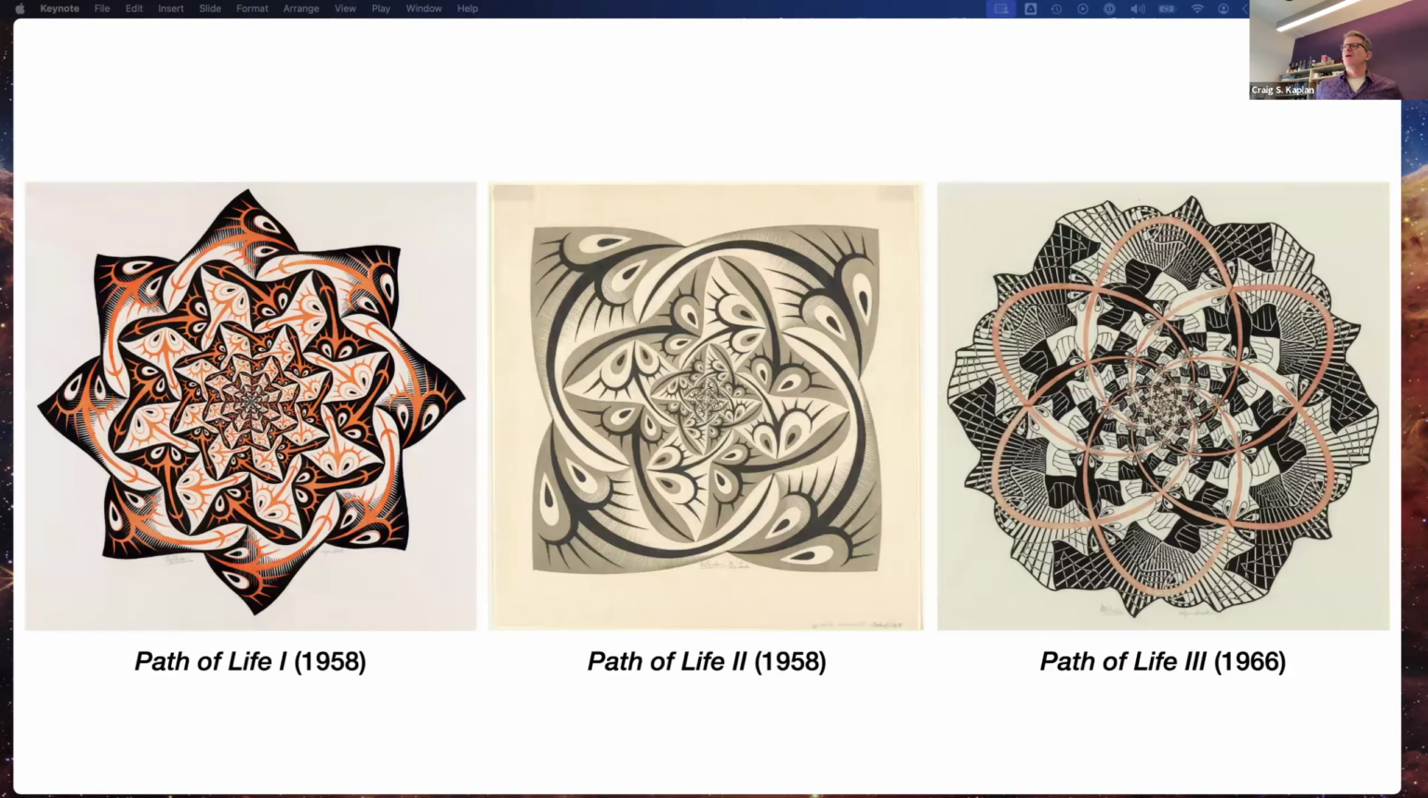So let me show you the subset of Escher's work that deals with this particular idea of having a limit point at the center of the drawing. He had three that were called Path of Life, with these abstract fish-like creatures and different orders of symmetry. I guess it's 8 on the left, 4 in the middle, and 6 on the right.